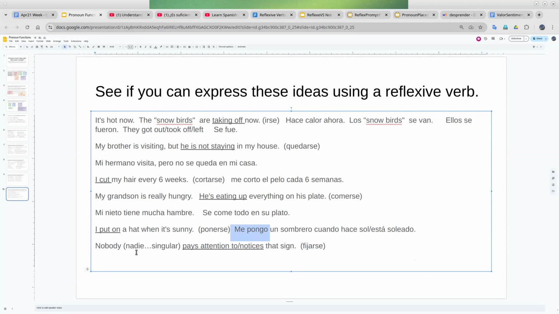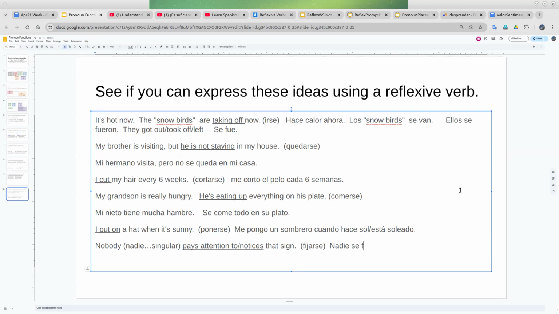Okay, and nadie is going to be a third person singular idea. Nobody takes a singular kind of verb, right? Nobody pays attention to it. To pay attention to or to notice is fijarse, and nadie does not mean yo or tú or nosotros. It's just a singular idea in Spanish. So nadie, we need a se, and what are we going to do with fijarse?